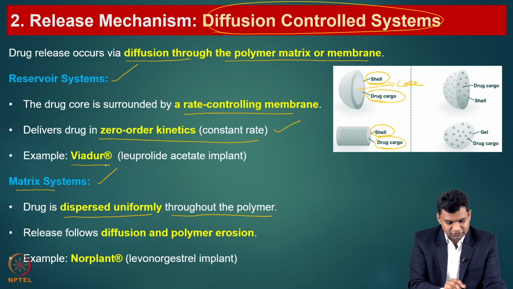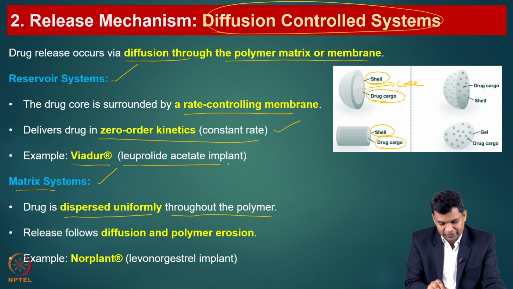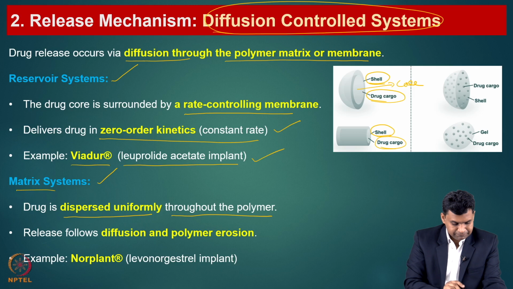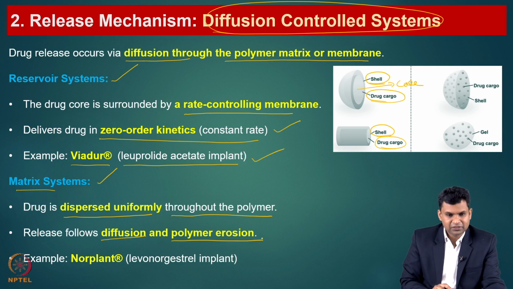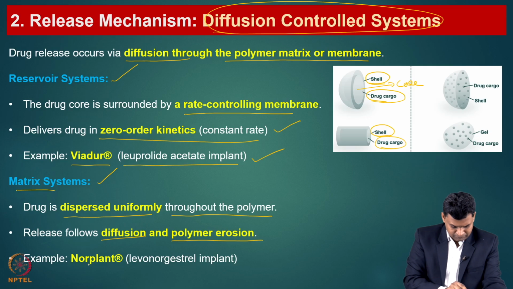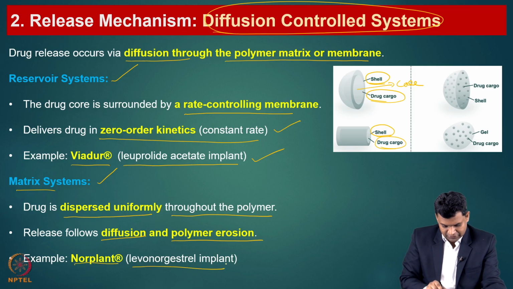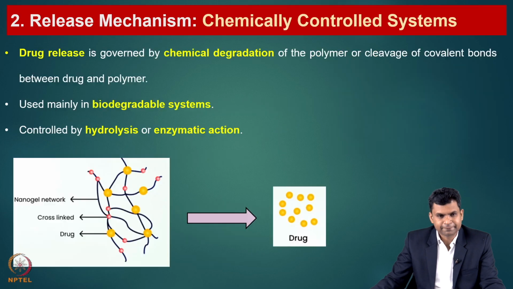The example is Viadur. This provides the leuprolide acetate implant, and here we can see diffusion and also it works by polymer erosion. The Norplant will help for the treatment of hormonal replacement.